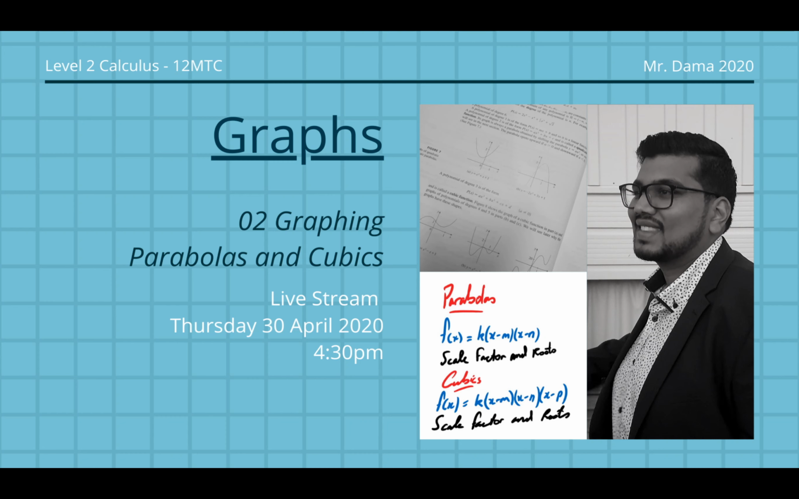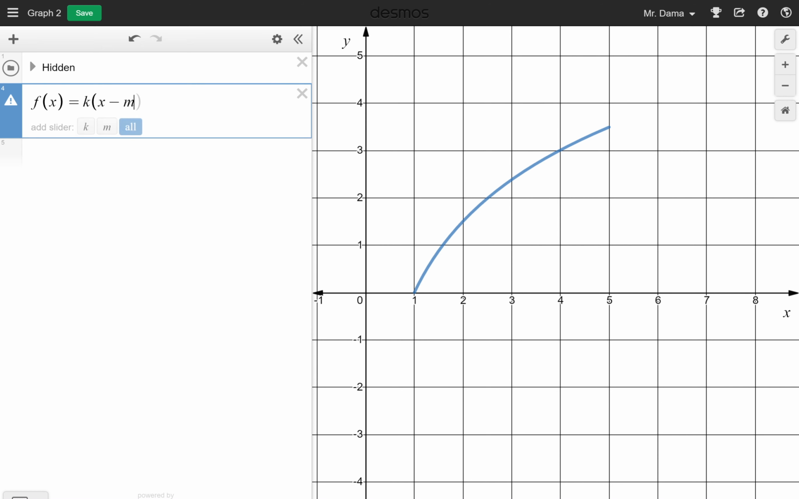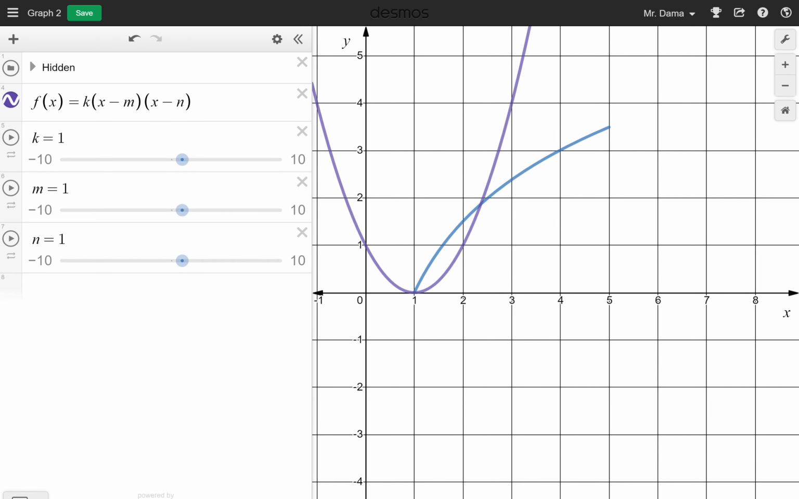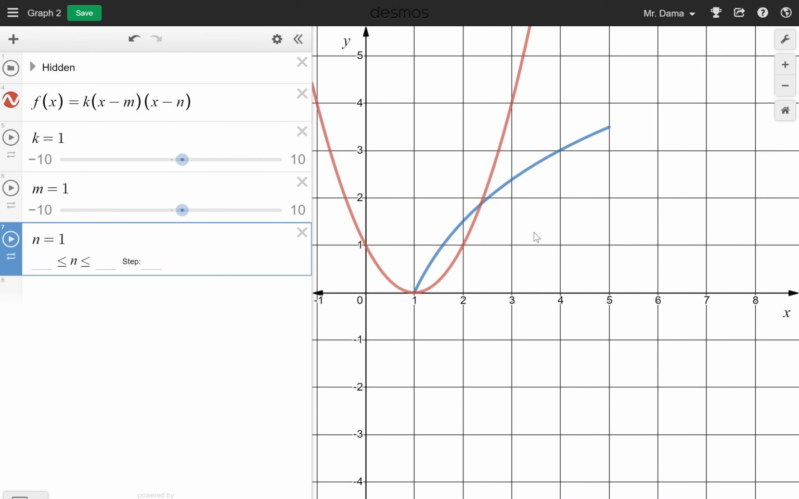Okay, so can you see my screen yet? I'm sorry guys, I had this whole thing planned with a whiteboard, but for some reason the whiteboard decided not to be my friend today. So you got to bear with me. So I have this. I'm going to draw the equation of a parabola, f of x equals k, x minus m, x minus n, and I'm going to try and fit this. I'm going to change this to a red line. I want to try and fit this red line to this blue line.